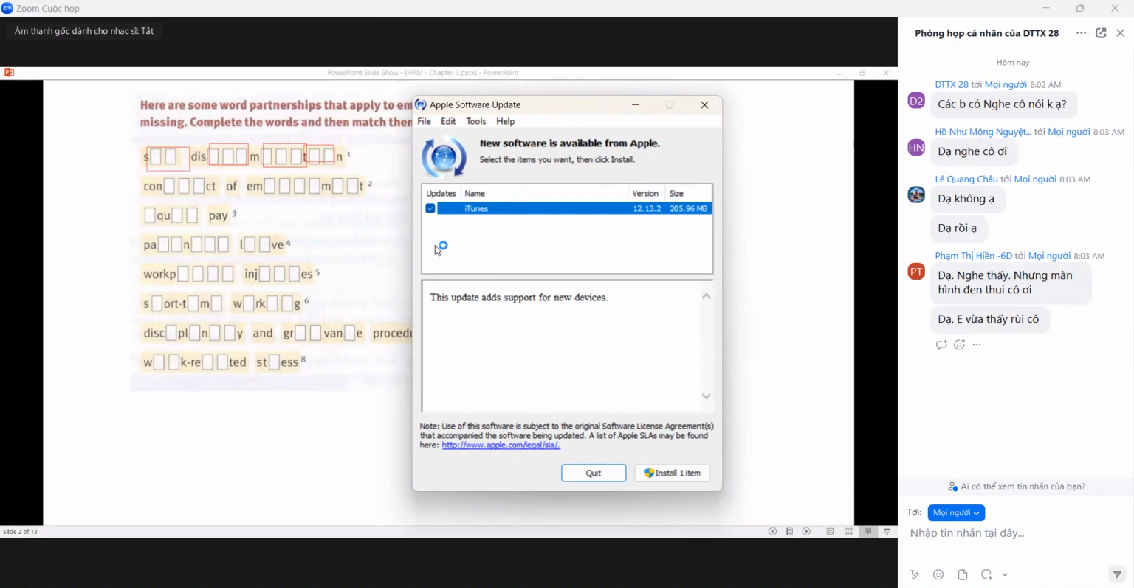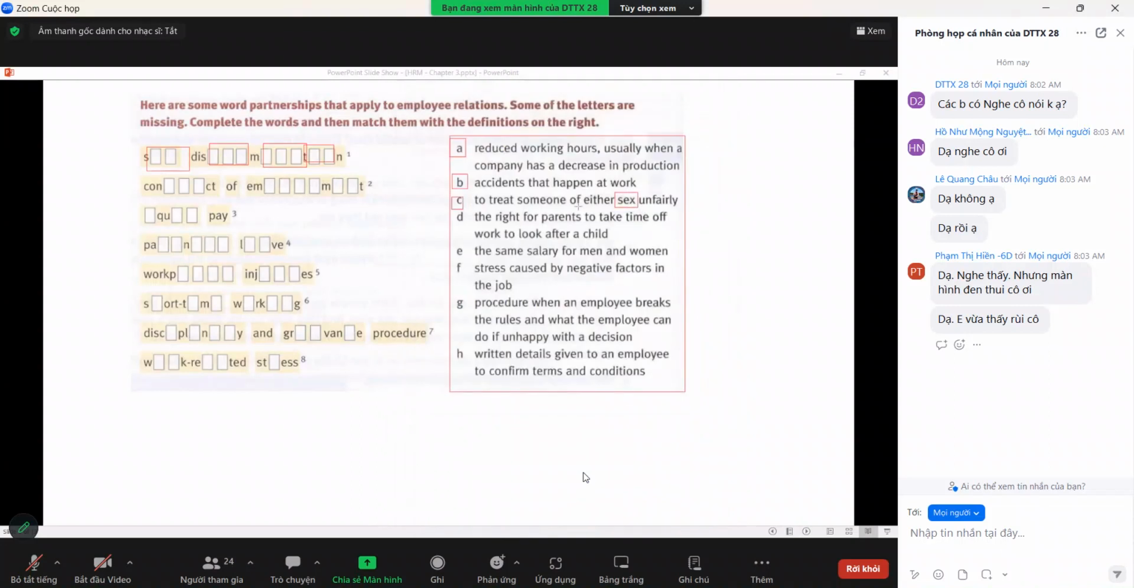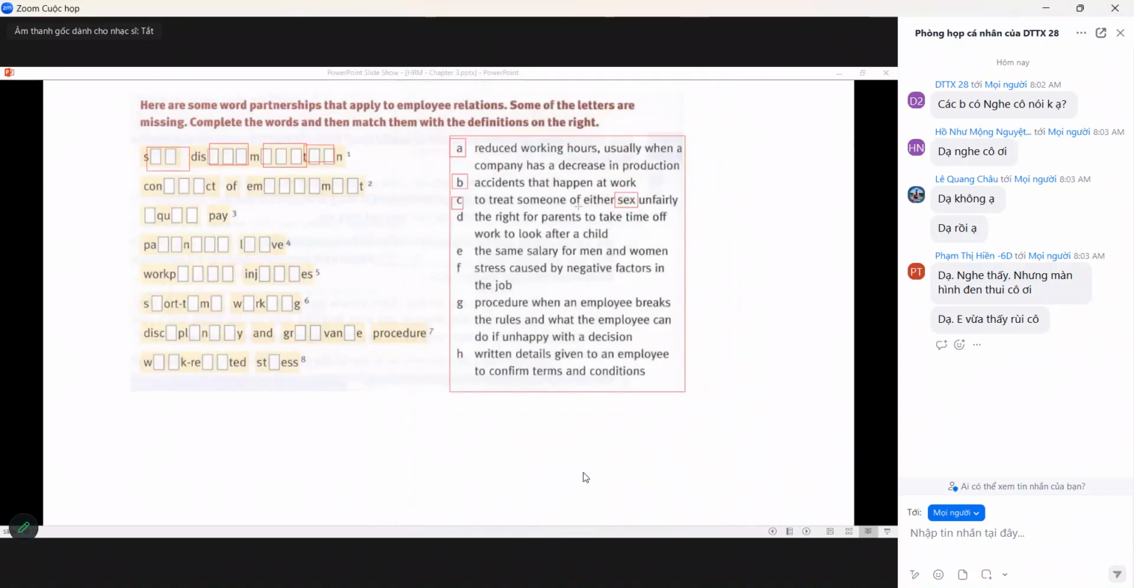C. To treat someone of either sex unfairly. Men is mentioned about a sex, about a gender. Remember, unfairly. D. The right for parents to take time off work to look after a child or children. E. The same salary for men and women. F. Stress caused by negative factors in the job.